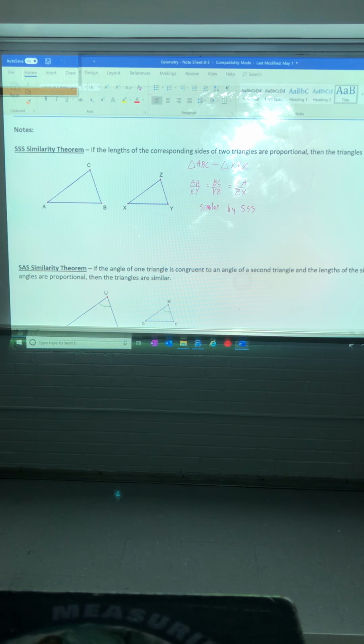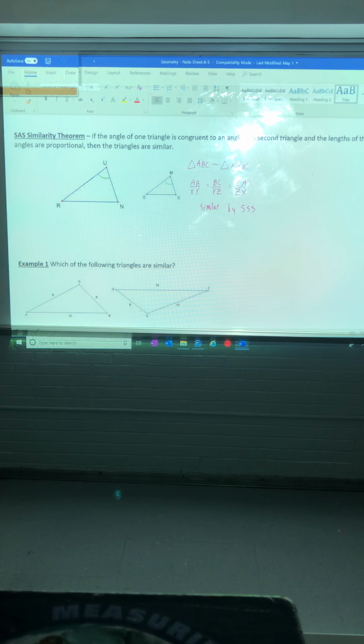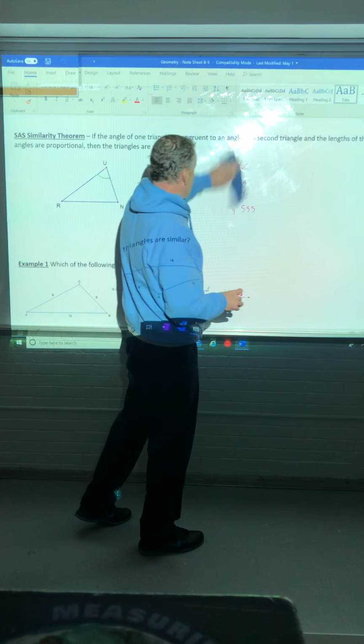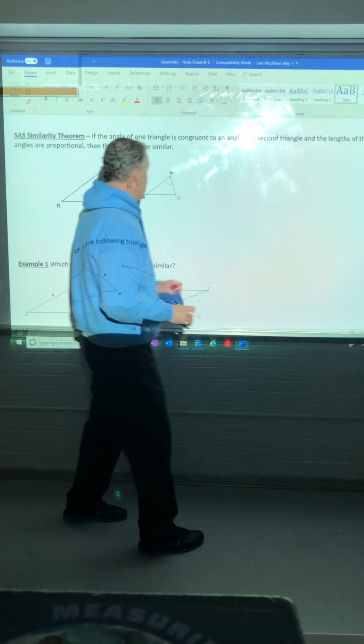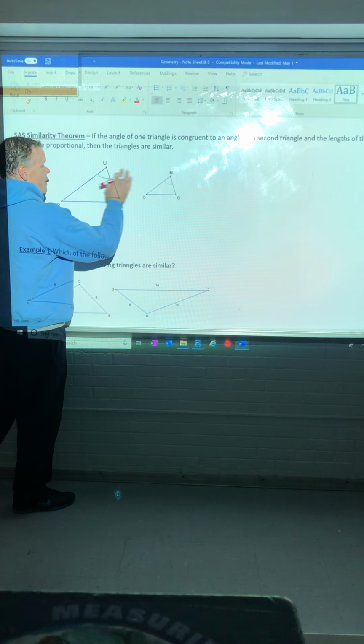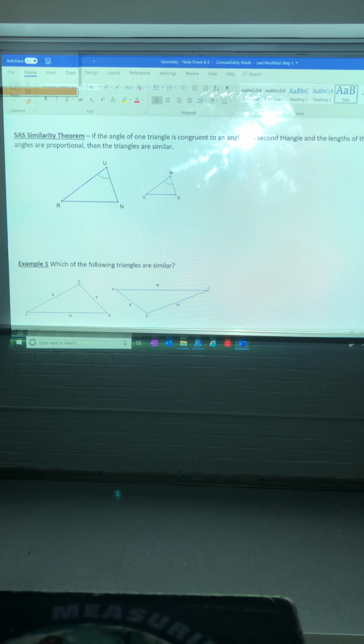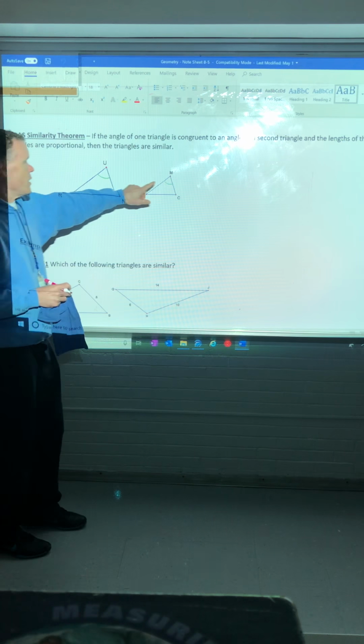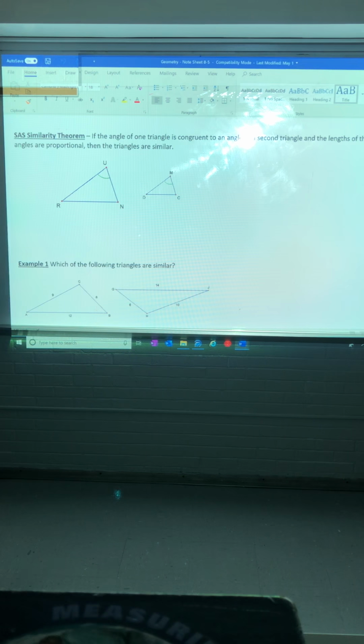Next one we're going to look at is the side angle side theorem for similarity. Right? And on this one, we obviously know that you have an angle here that is congruent. So if the angle of one triangle is congruent to an angle of a second triangle, we have that right here, and the lengths of the sides, including these angles, are proportional, then the triangles are similar.